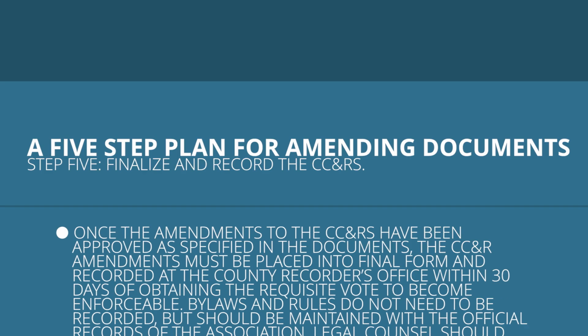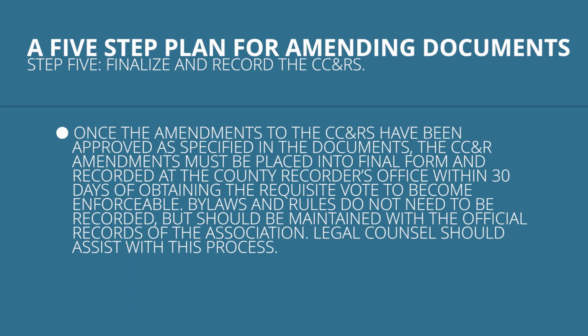Step 5 is finalizing and recording the CC&Rs. Once the CC&Rs have been approved at the percentage specified in the documents, the CC&R amendments must be placed into final format by your attorney and recorded at the county recorder's office within 30 days of obtaining the vote you needed, the percentage you needed in order for that amendment to be valid and enforceable. Bylaws and rules, if you're amending those, are not recorded anywhere or sent to the state.